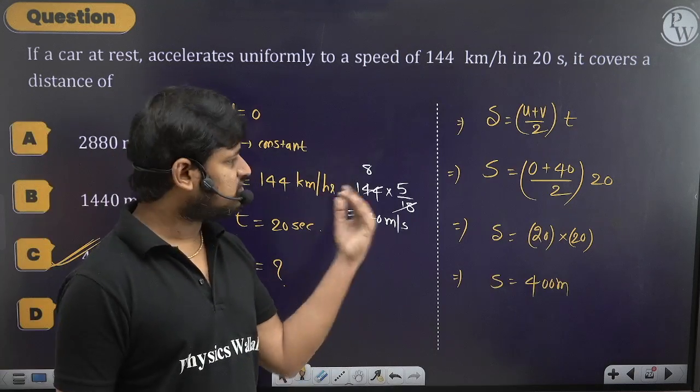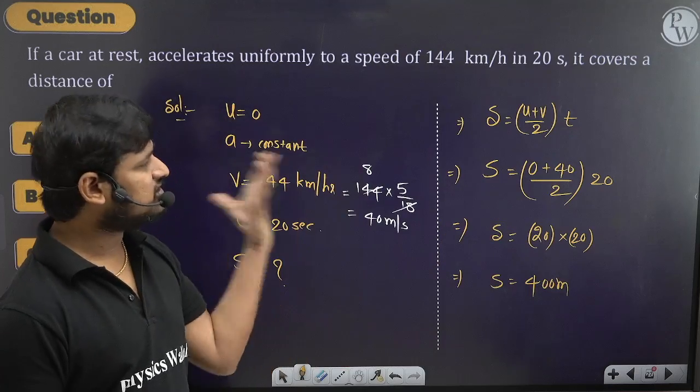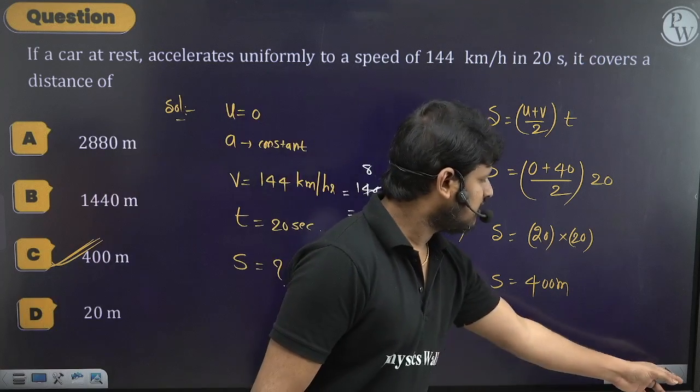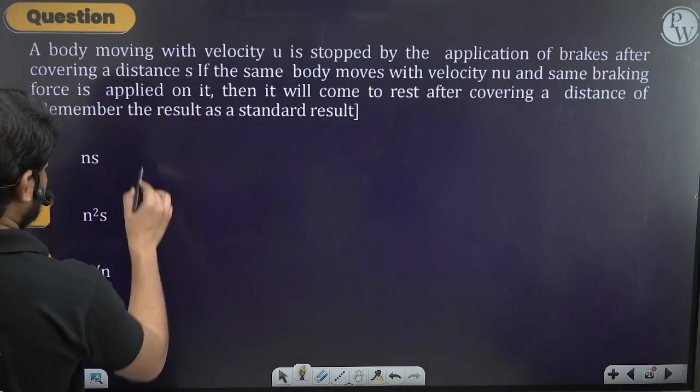Understanding, guys? The concept is easy, so just do the questions properly. Chalo, let's do the next question.